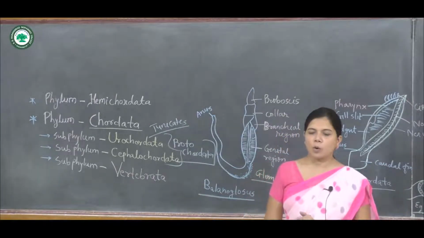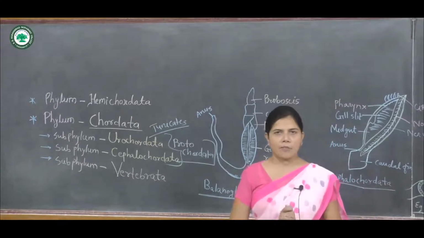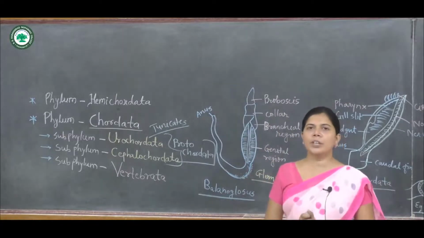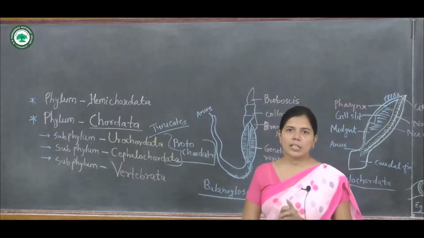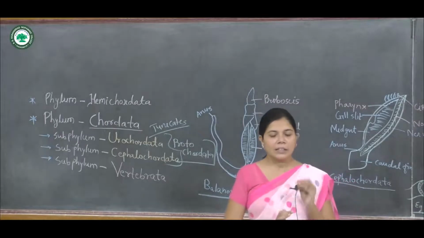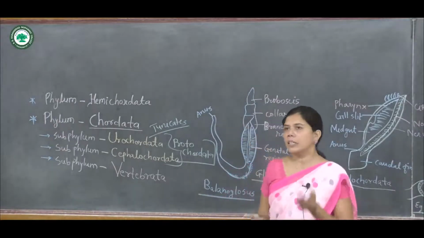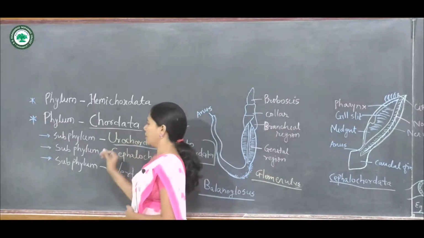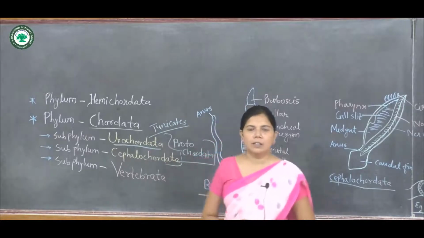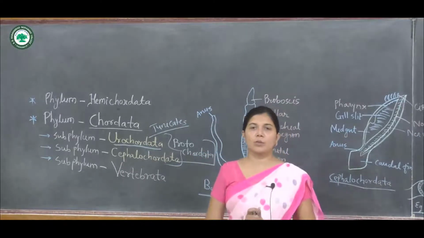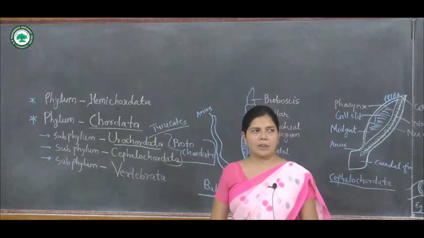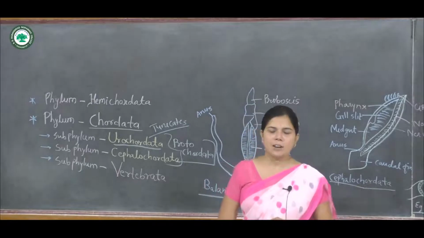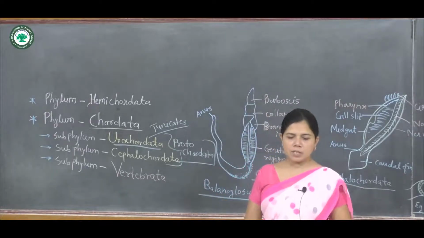The notochord is present only in the tail of the larva, means at the embryonic stage the notochord is present, and it is present in the tail of the larva. That's why it gives the name Urochordata, means the tail consists of the notochord. But the notochord is lost during metamorphosis.